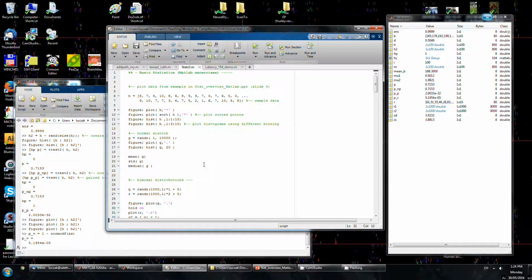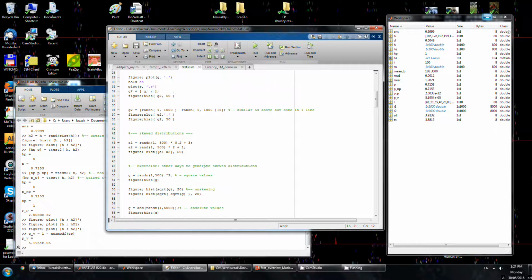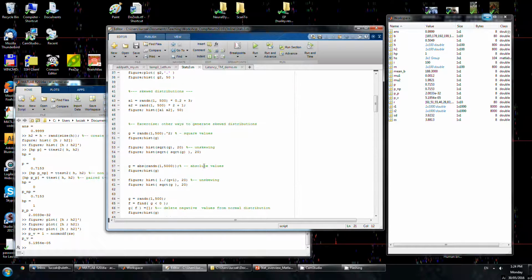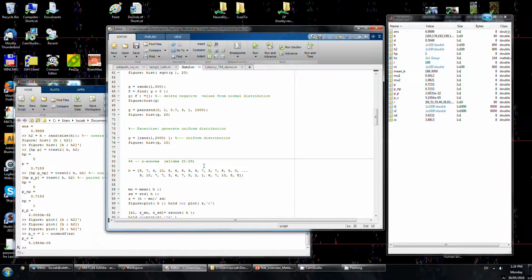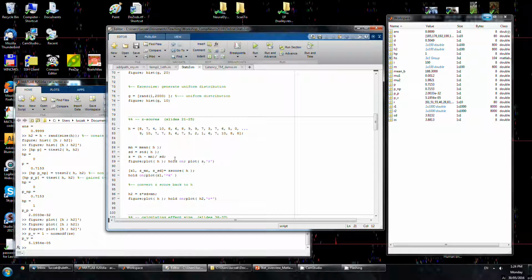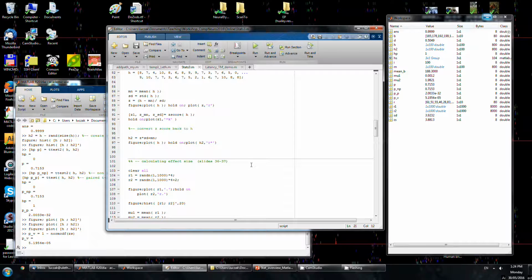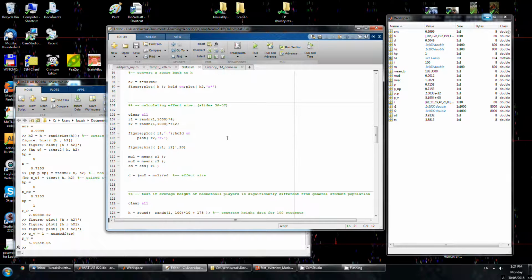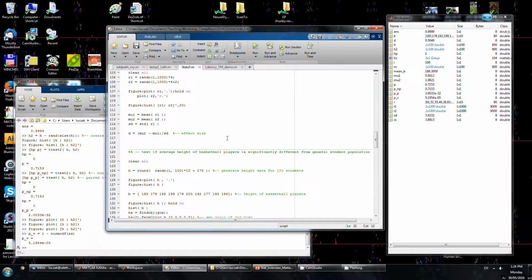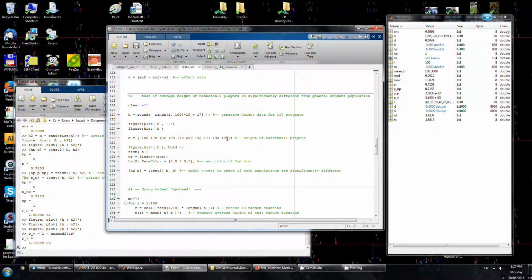As you remember, in the previous part we generated some simple distributions. We did different skewed distributions, unskewed. We plotted histograms. We also learned how to calculate z-score by hand and using the MATLAB built-in function. We calculated effect size, and at the end of the last lecture we also learned how to calculate statistical difference between two populations.